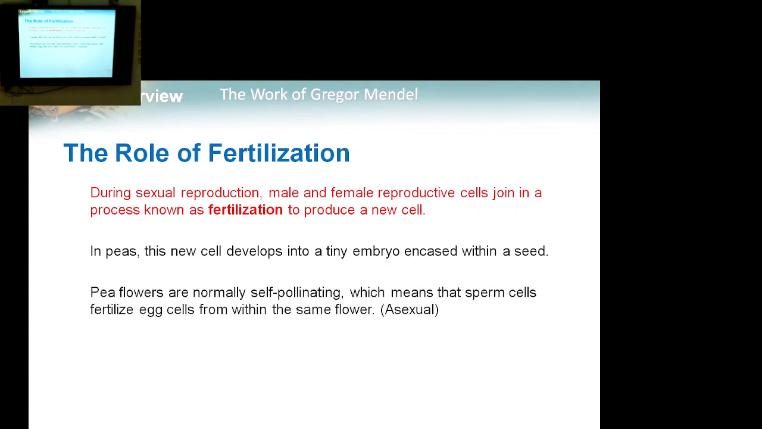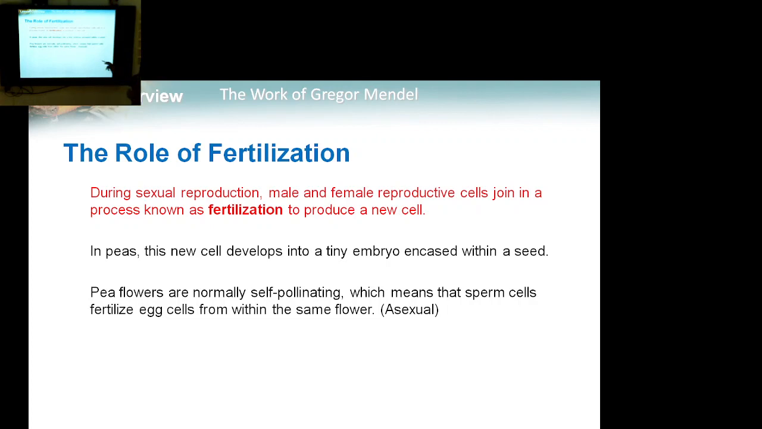Pea flowers are normally self-pollinating. What do we mean by self-pollinating? It means that the sperm cells fertilize egg cells from within the same flower. So it is an asexual reproduction.